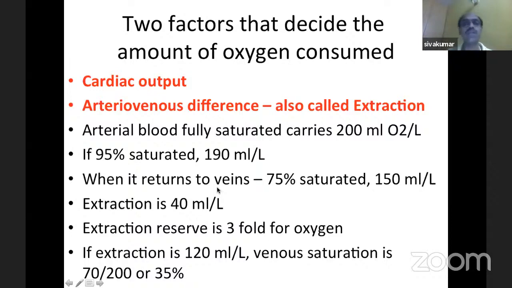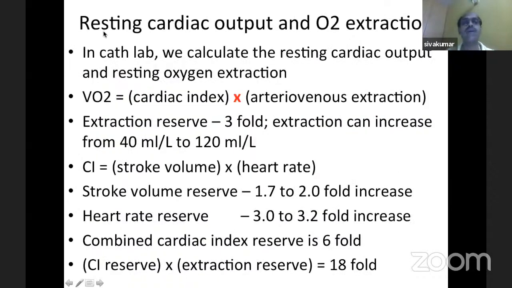This is very important to understand as a concept: the resting cardiac output and the resting oxygen saturation. What we calculate in the cath lab is the resting cardiac output and the resting oxygen extraction. VO2 is equal to cardiac index into arteriovenous extraction. We have now said that the extraction reserve is 3-fold. So whenever I exercise, I can increase my extraction up to a maximum of 3-fold. So 40 can become 120.